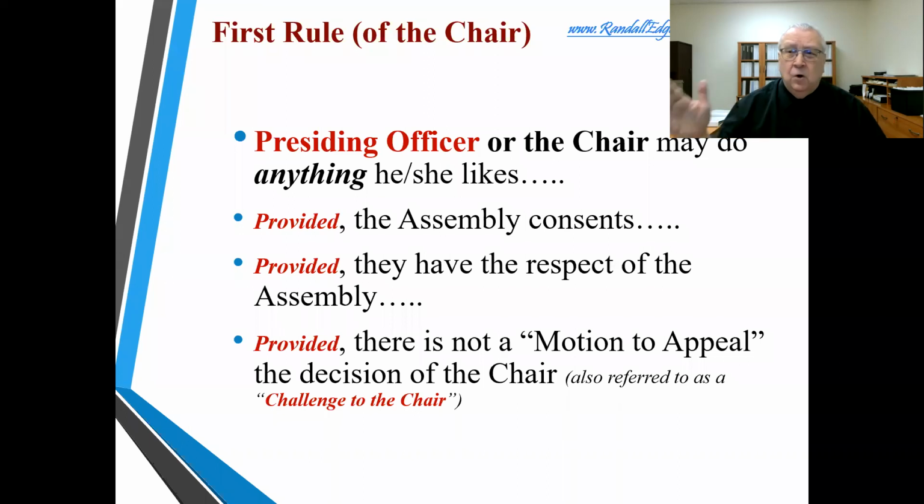Just like the recording secretary is an assistant to the chair. The recording secretary is not running the meeting. They're just keeping records, and they are keeping records as directed by the chair. If the chair turns to the recording secretary, can you tell me what we're doing? Well, the chair isn't acting like a traffic cop.